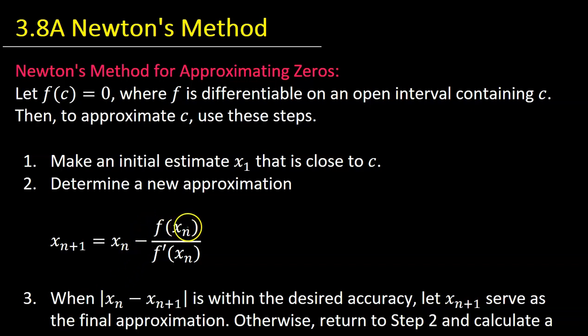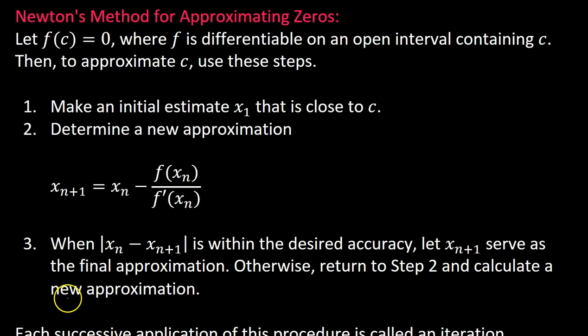Sometimes we can find the zeros or x-intercepts of a function by factoring, or maybe by using the quadratic formula. But sometimes we have to approximate. This video is about Newton's method for approximating zeros.